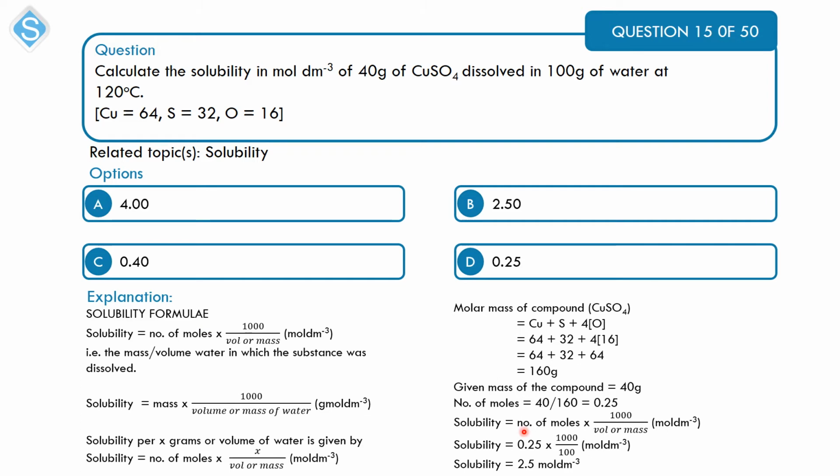So you have solubility is equal to number of moles, which is 0.25, times 1000 over 100, which is the mass of the water. So this 100 in this 1000 is 10. So 0.25 times 10 will be 2.5 or 2.50, and that makes B the correct option.